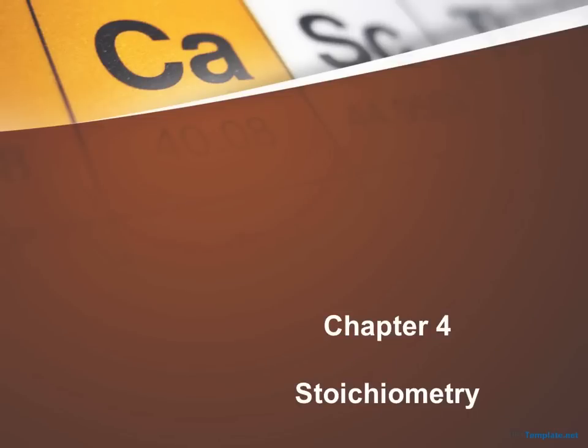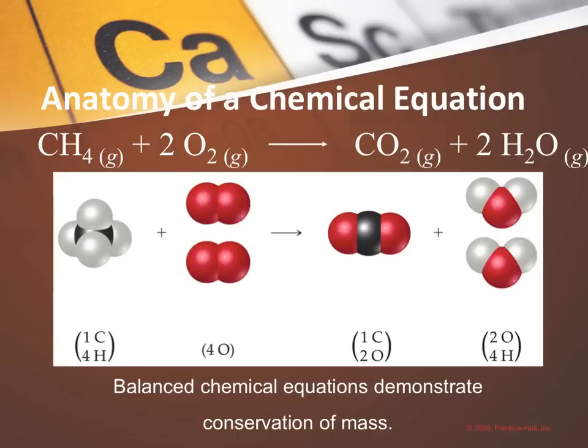This lecture is about stoichiometry, and stoichiometry is all about the mathematical relationship between quantities of reactants and quantities of products. It's a mathematical method that scientists use to calculate how much product could be made starting with a given amount of reactant.